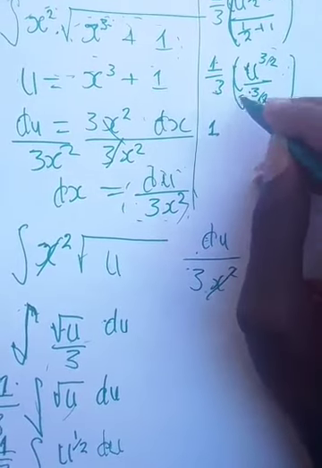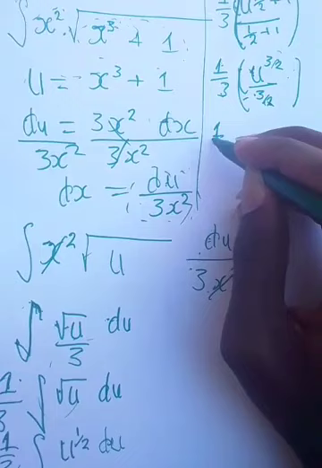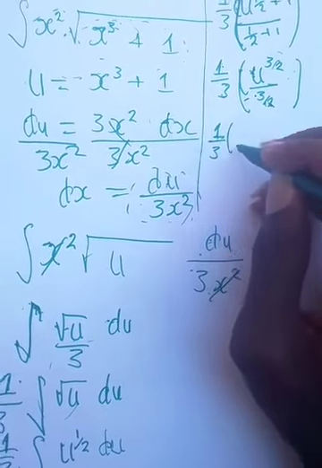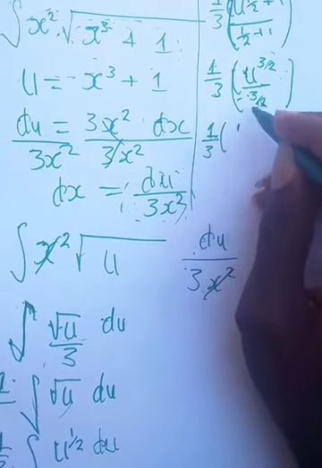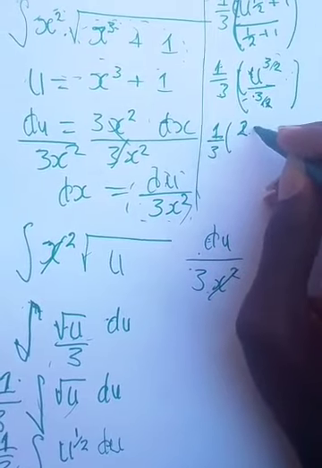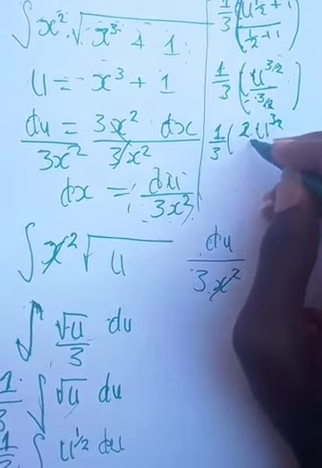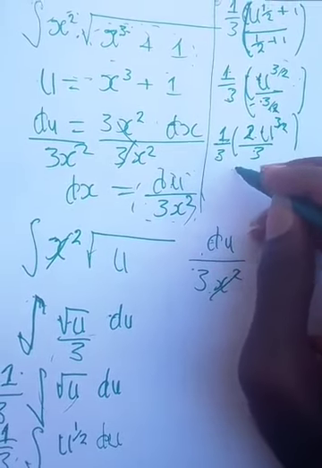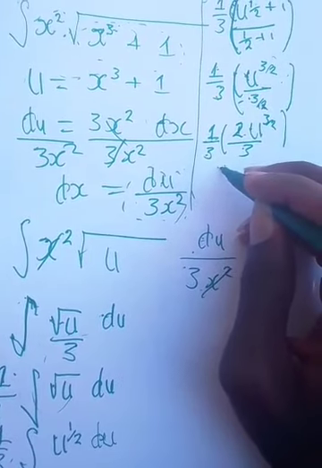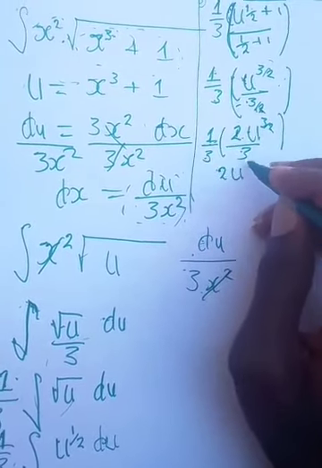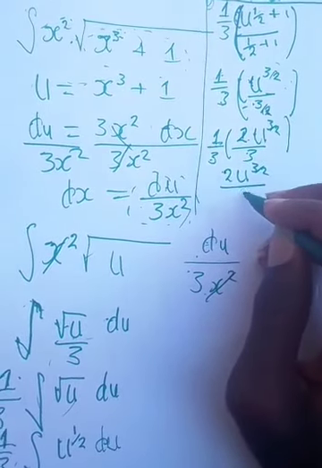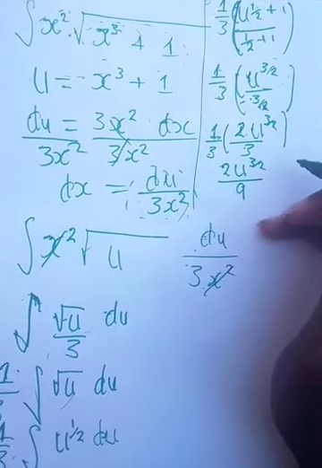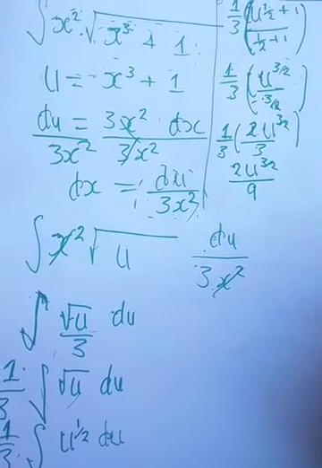So I'm saying I have 1 over 3. So first when I multiply, this is going to be 2u to the power 3 over 2. Now I can multiply the denominators, right? So finally I'm going to end up having 2u to the power 3 over 2 over 9 when you simplify that one. So if you want, you can just write here.